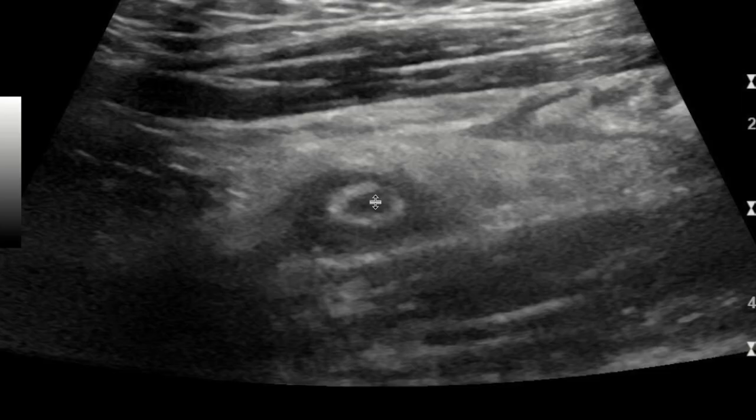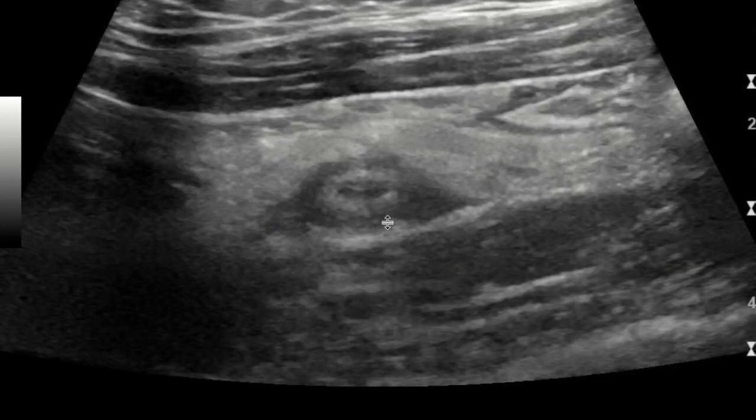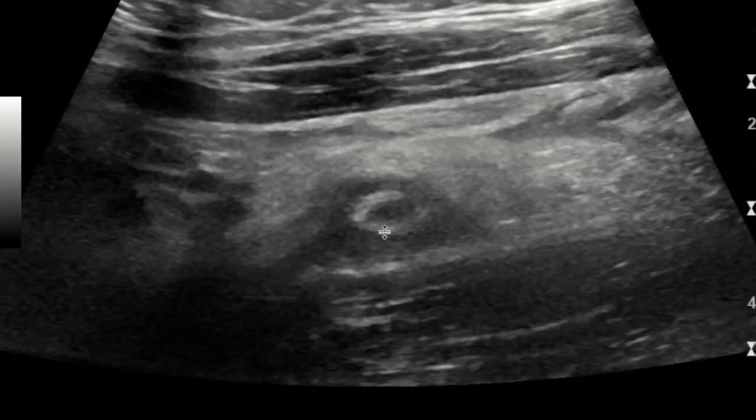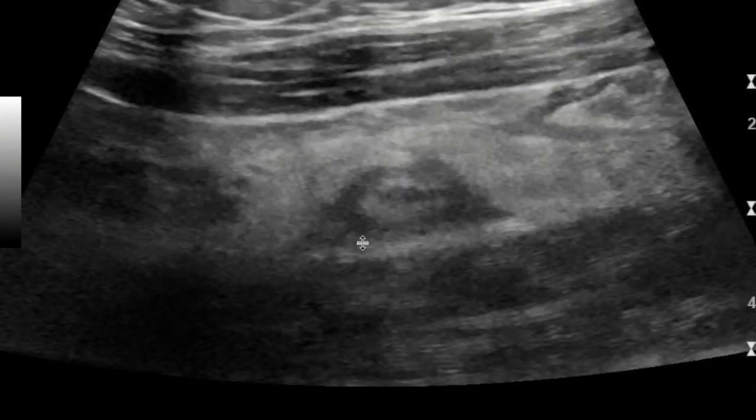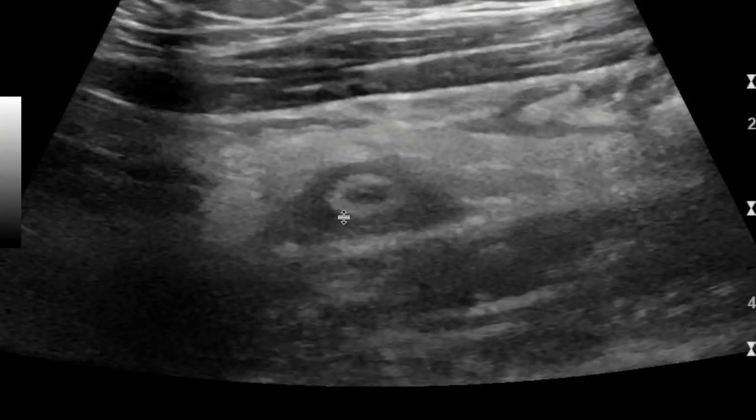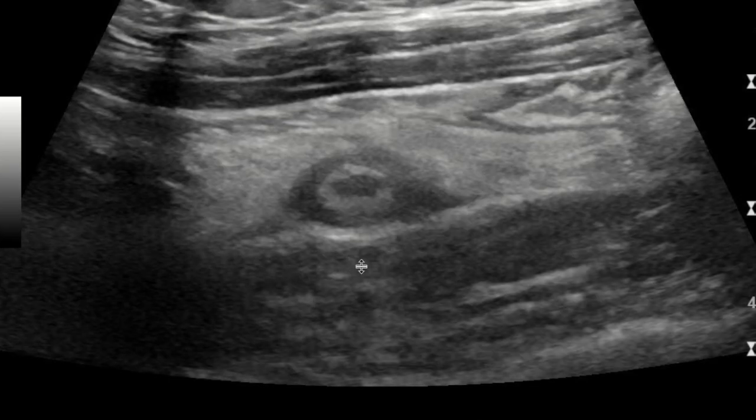A normal appendix, when you push on it, the fluid will go back into the cecum and it will flatten out, whereas an appendix that's blocked off and has inflammation and is distended, when you press on it, it's not actually going to flatten out. And so in this case, they're trying to push on the appendix to see if it flattens out, and there is no flattening of the appendix. And this was the area of maximal tenderness as well. So these are the hallmark signs of appendicitis as seen on ultrasound.